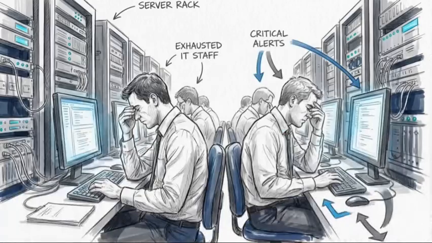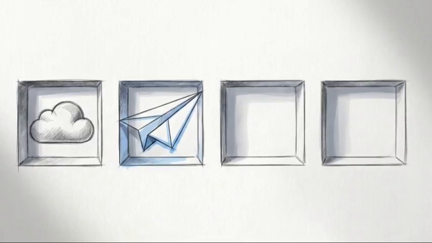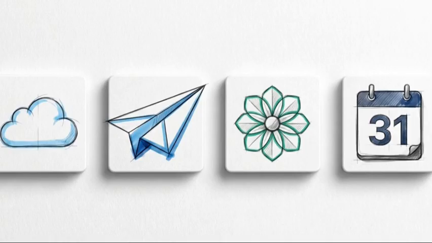Deploying these assistants used to require a team of software engineers, but modern node-based tools allow you to build your own assistant in minutes. We need 4 specific components: n8n and Telegram, OpenAI, and Google Calendar.